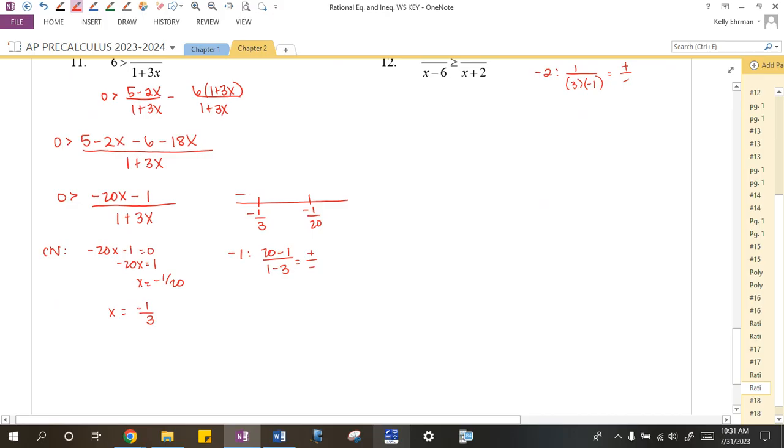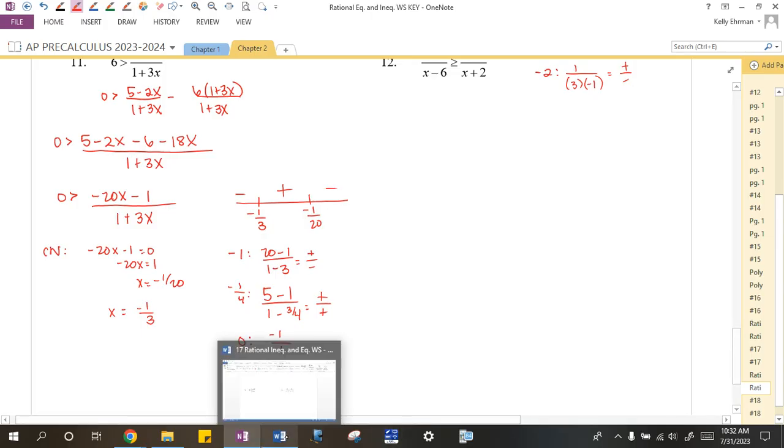What's something between -1/3 and -1/20th? So pick any denominator between 3 and 20. So I'm just going to say -1/4. That's a bit smaller than -1/3, and it's bigger than -1/20th. Plug in -1/4 times -20, you get +5 minus 1 over 1 minus 3/4. That's a positive over a positive. And then 0 is to the right of -1/20th, so -1 over 1. These should both have been plotted with open circles.